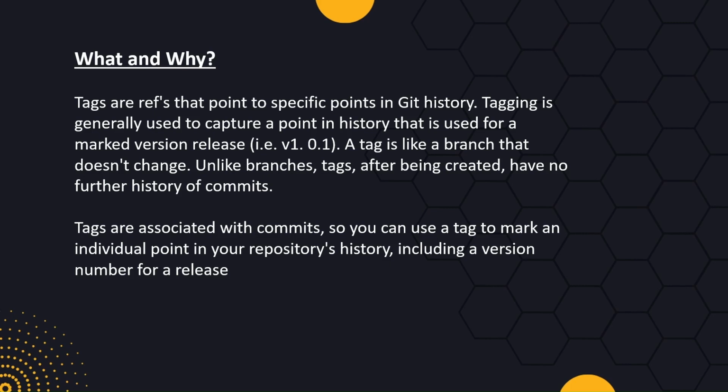So tags are references. Whenever you are going to release your changes, you might want to capture it at that point so that whenever you need to reference it back, you can refer to that particular version of the changes which were deployed. So tags are reference points that point to specific points in Git history, and we usually use them to capture a point in history and mark the version release. Unlike branches, once tags are created, they do not have further history of commits. They are associated with the commits up till that time once it is marked for release.